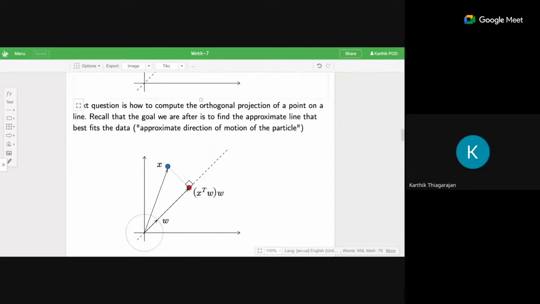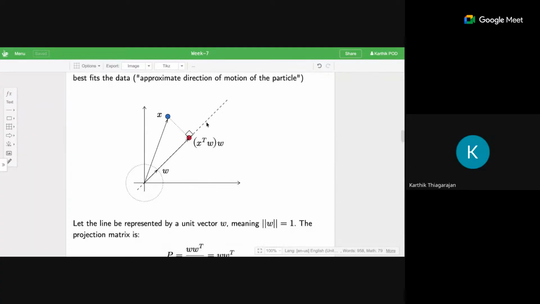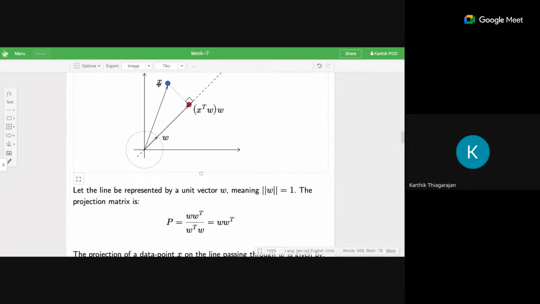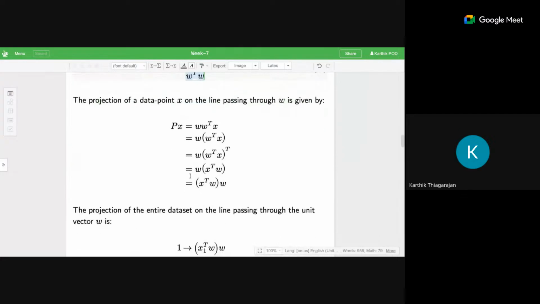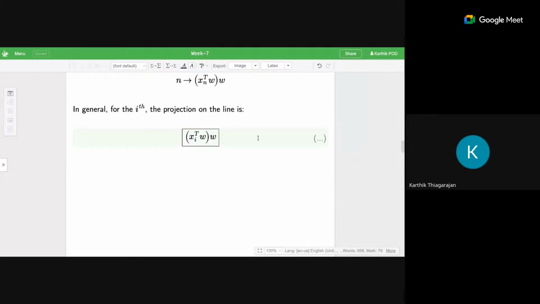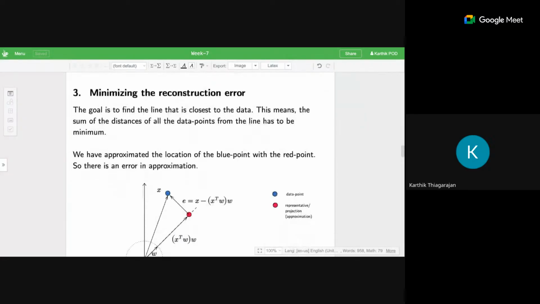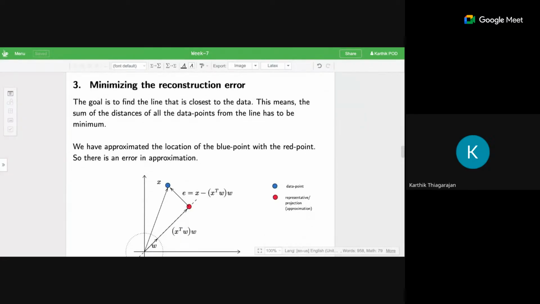Now the question therefore becomes, how do you find this line? This line is described using a unit vector w. You start with some random w, you don't know what this w should be, and you project a point onto the line, right? So that's where we start. This is the projection matrix. Since it's a unit vector, w transpose w is 1. Then you project the point and you notice that the projection takes on a very nice formula, x transpose w w. So this is the projection.